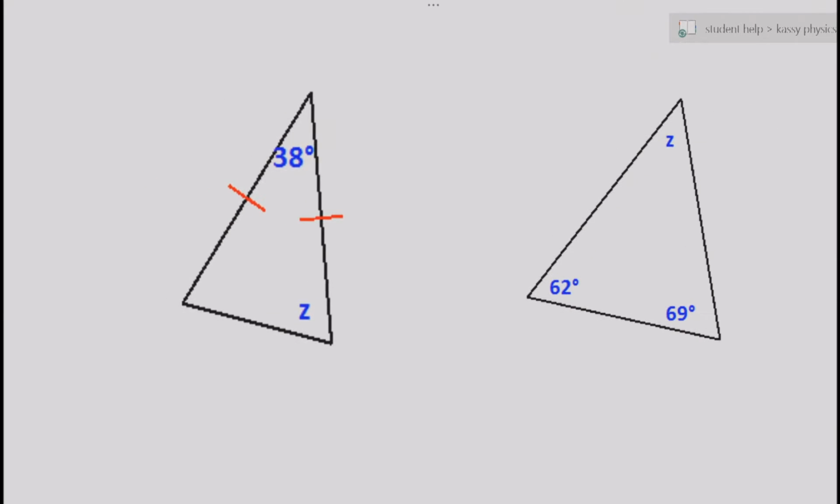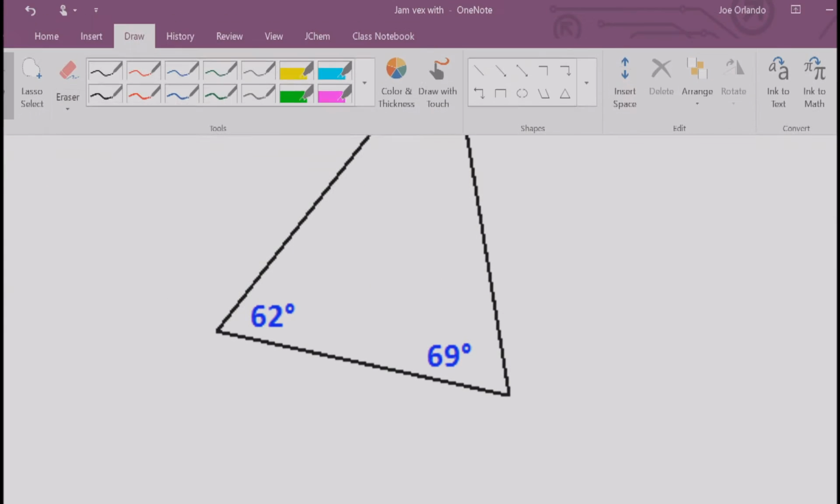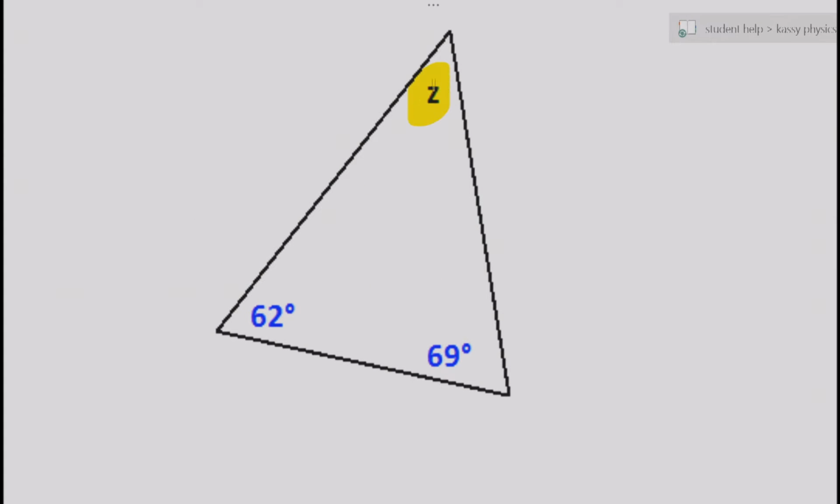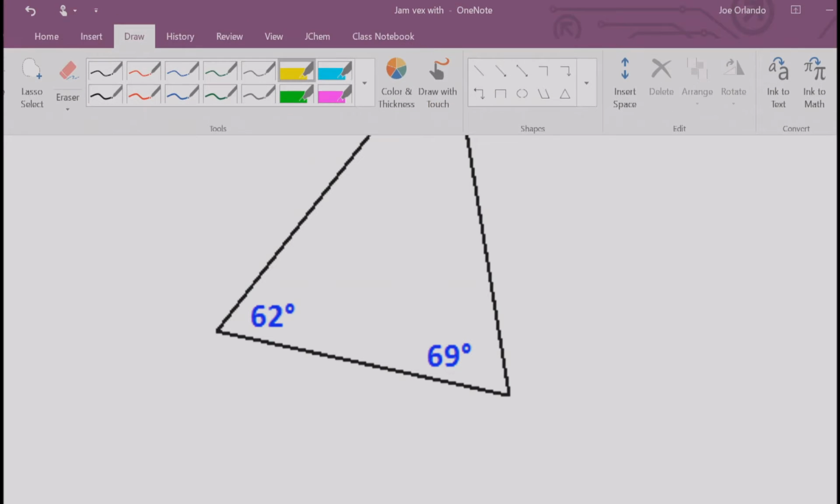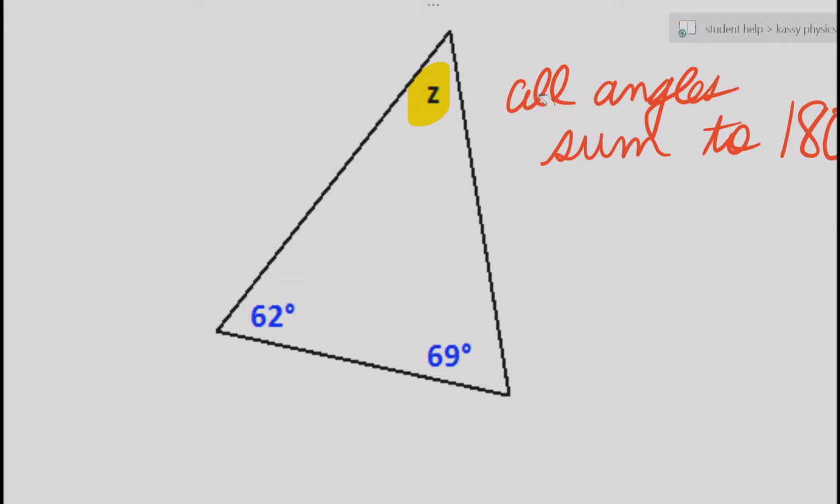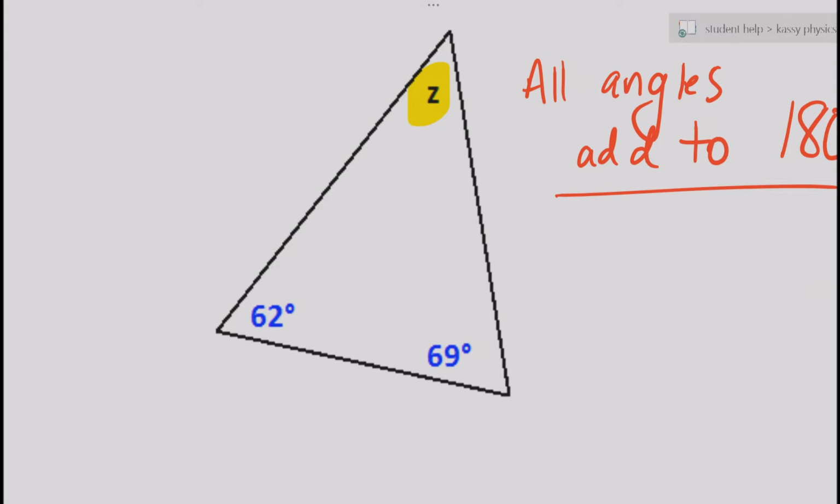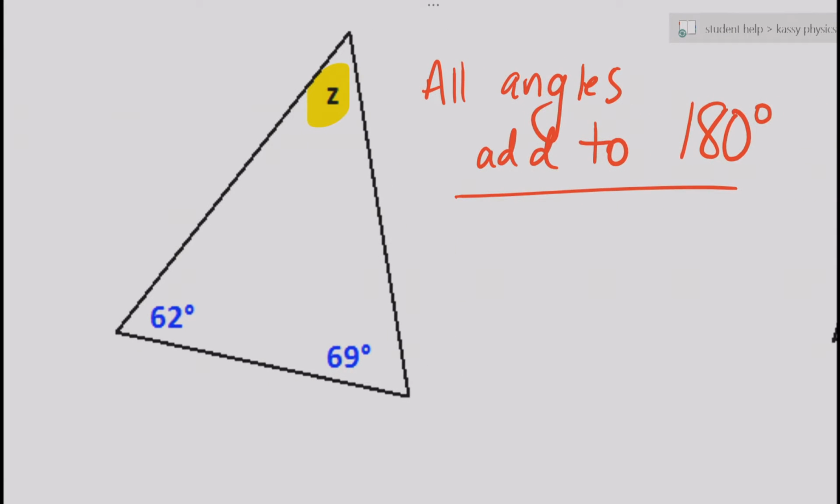All right, so this question asks you just to find the interior angles of a triangle. I'm going to start with just the easiest example that we could have. We have this one here where we're finding this angle Z. All we need to know here is all angles sum to 180 degrees in a triangle. So all the angles add up to 180 degrees in this triangle.